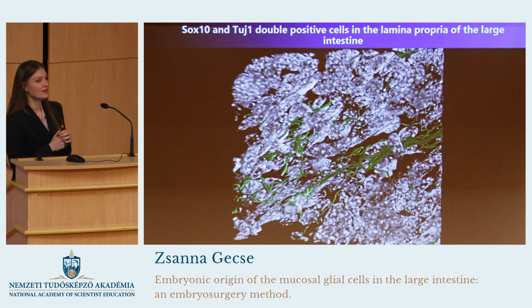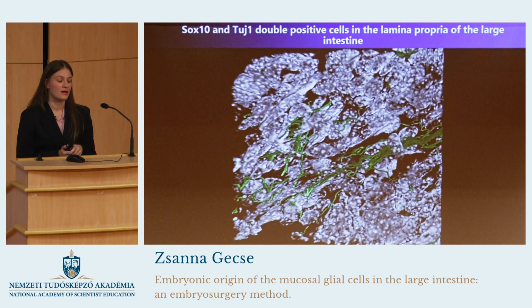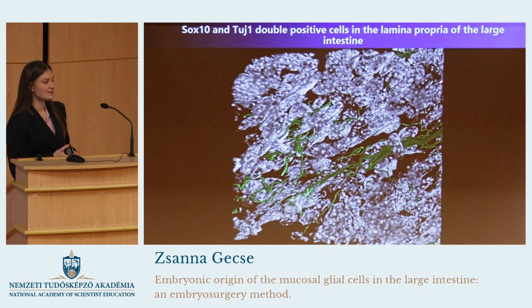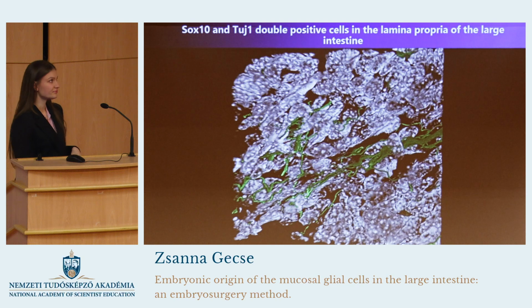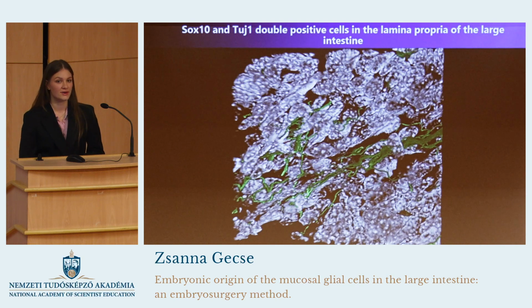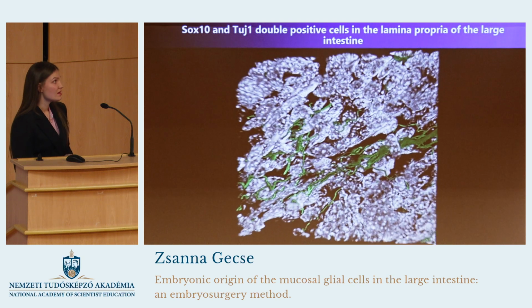We found a very interesting TUJ1 and SOX10 double positive cell in the lamina propria layer of the colon, and these two immunohistochemical staining should not occur at the same cell. So this is why we started focusing on this specific cell. And we wanted to find the origin of this cell.